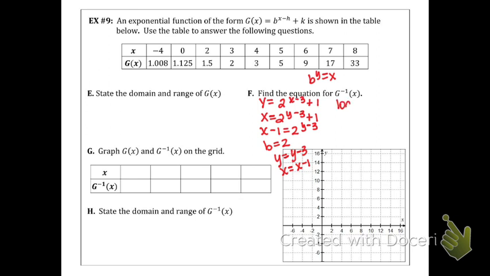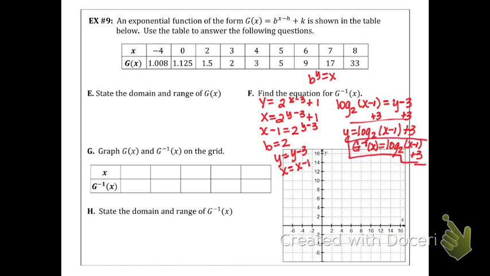So when I rewrite this, I have log base b of x equals y. And now just solve for y. So I'm going to add the 3. And so I end up with y equals log base 2 of x minus 1 plus 3. So the inverse of g of x is equal to that logarithmic equation there. And I know again we're not supposed to box. But there's my equation.